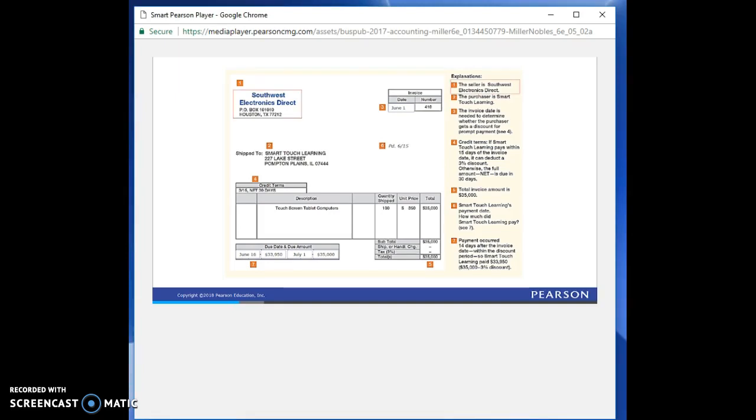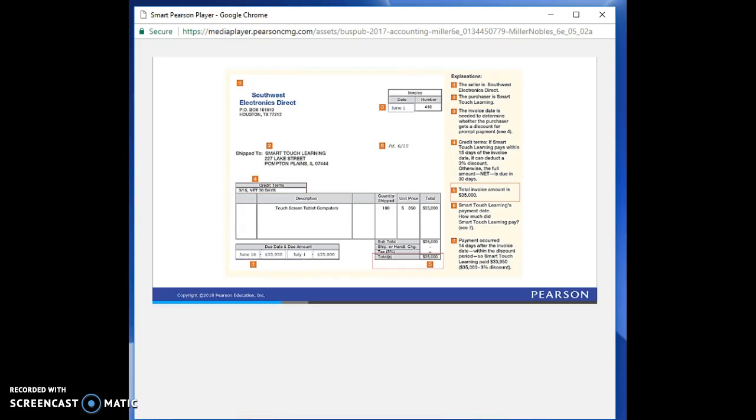It will tell us who the seller is, which is Southwest Electronics Direct. It will also tell us who the items were shipped to, Smart Touch Learning. The invoice will give us the invoice number, and all invoices should be pre-numbered, along with the date, June 1st. It'll tell us the credit terms. We will get into more detail about what credit terms are in just a moment, but right now, just to decipher this, it says that Smart Touch Learning needs to pay the entire amount of the invoice within 30 days. But if it pays within 15 days, it will receive a 3% discount. The invoice includes the total amount due, $35,000.